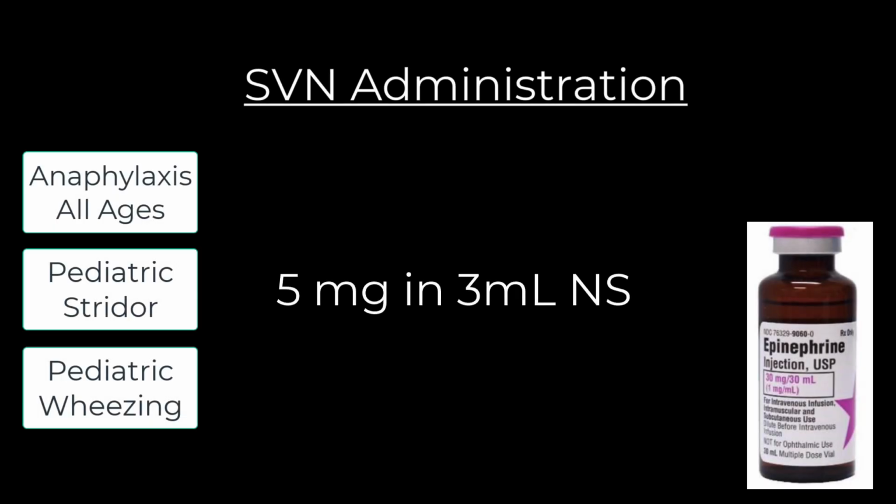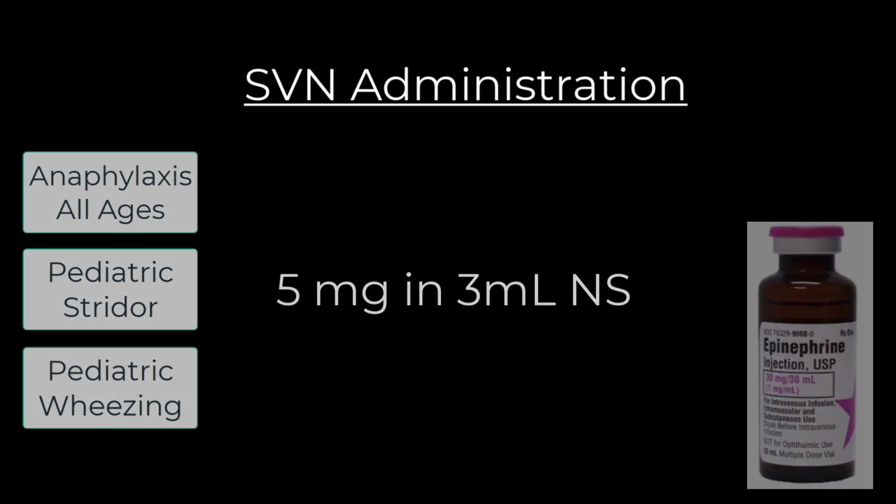The final route of administration is via small volume nebulizer. Commonly, you will use a multi-dose vial of 1 milligram per ml concentration in a 30 milligram size, and you will need 3 mLs of saline from whatever source. There are 3 circumstances where we would use this: anaphylaxis, pediatric stridor, and pediatric wheezing in the setting of bronchiolitis. The dose is the same for all of these indications: 5 milligrams diluted in 3 milliliters of saline.